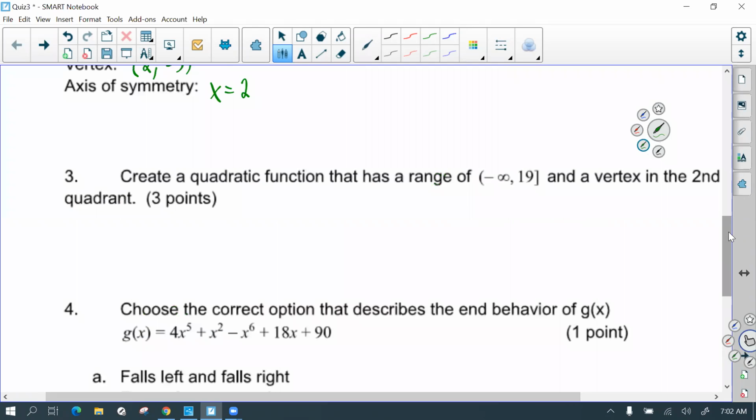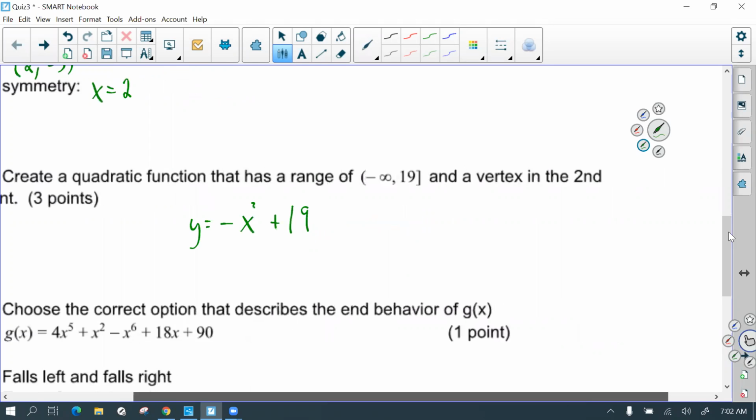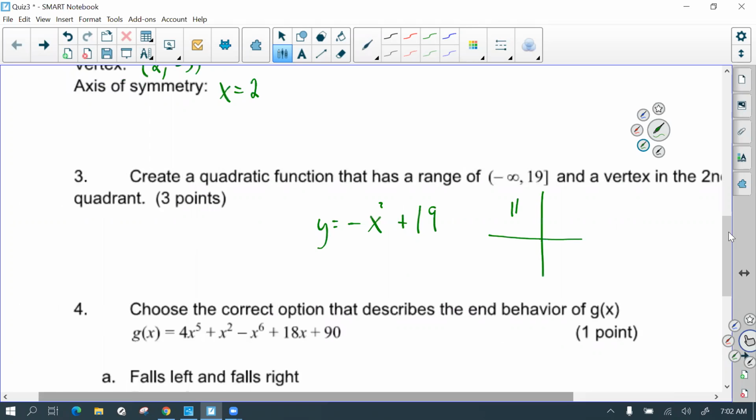Create a quadratic function that has a range of negative infinity to 19. So right away, negative infinity to 19, that would do it, because the minus sign makes it upside down, and 19 is the highest y value. But the vertex is in the second quadrant. Okay, so second quadrant is right here. So I need this vertex is at 0, 19, and that is on the y-axis. That is not in the second quadrant. So I just need to shift it to the left a little bit.